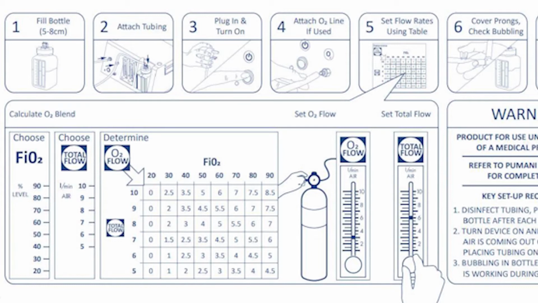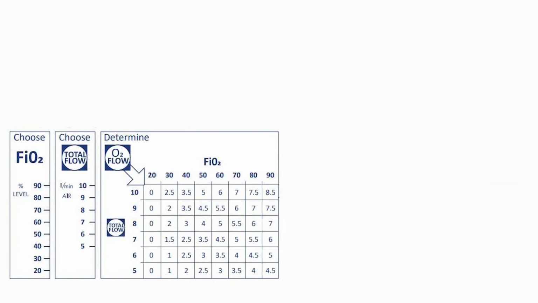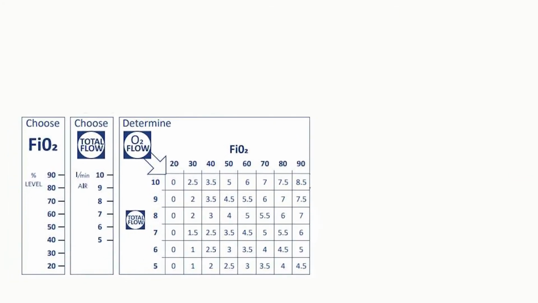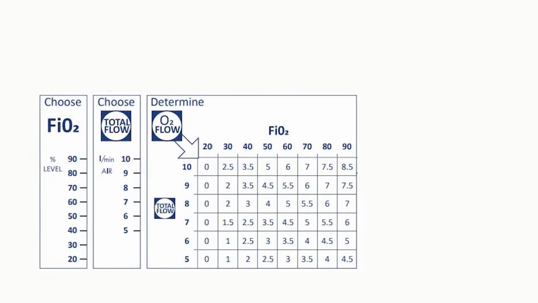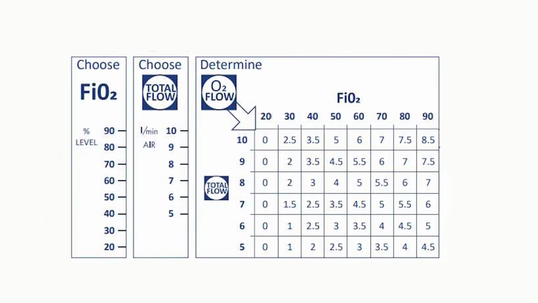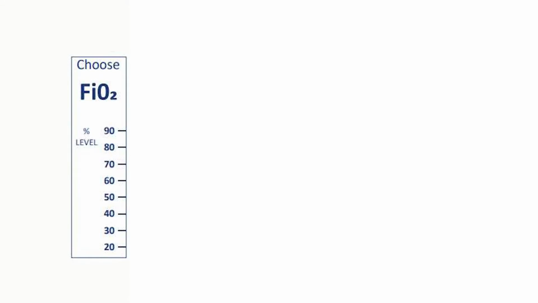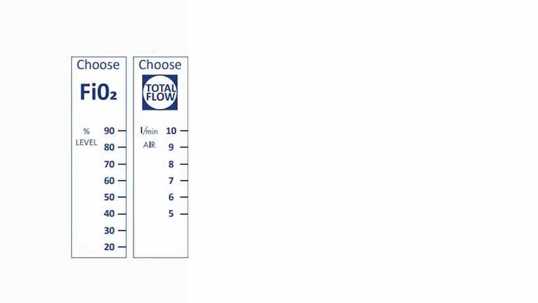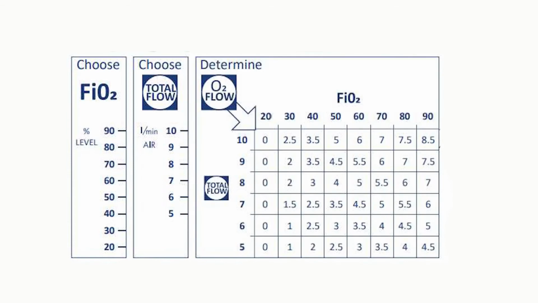The oxygen blending table, which you will find on top of the device, allows you to calculate this. It tells you how much you need to change the oxygen flow to achieve different percentages of FiO2. You will choose the FiO2 percentage and choose the total flow, depending on how much CPAP treatment your patient needs. The table allows you to then determine which settings you need on the oxygen flow meter.